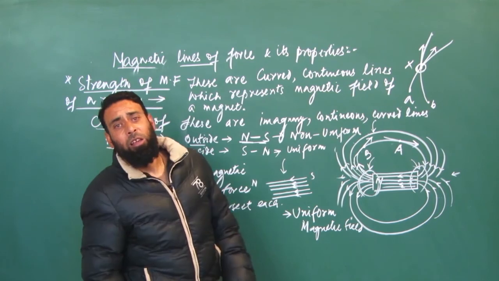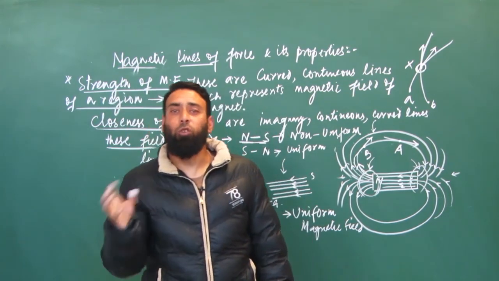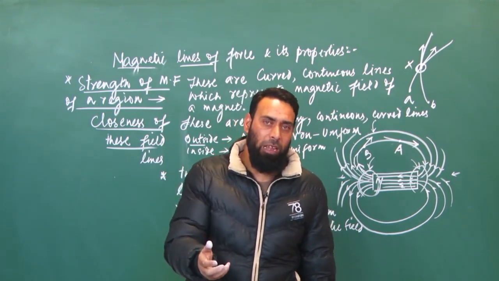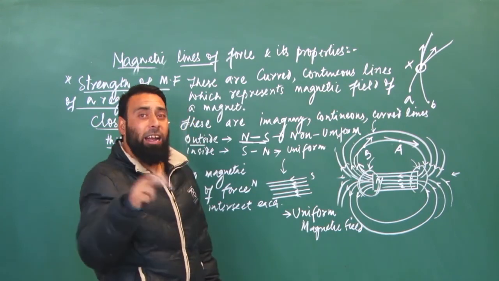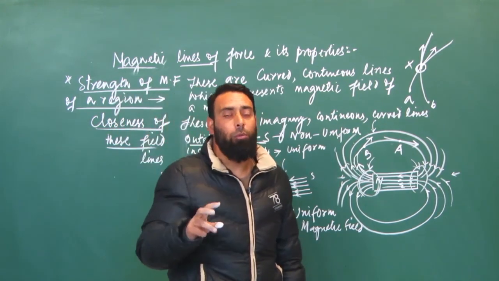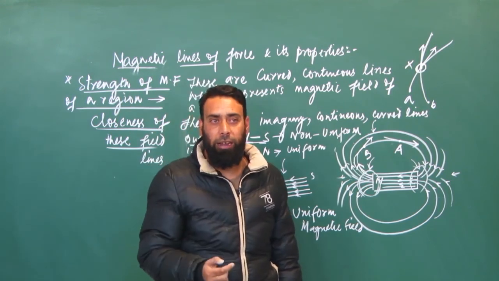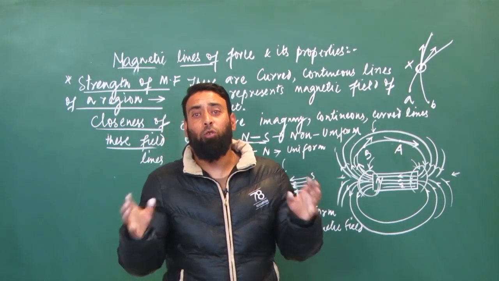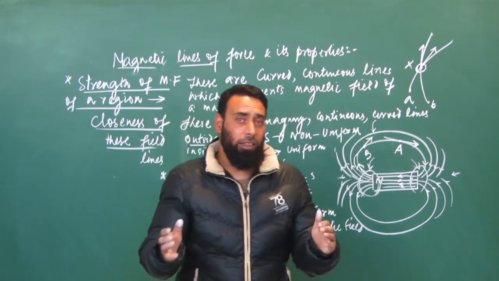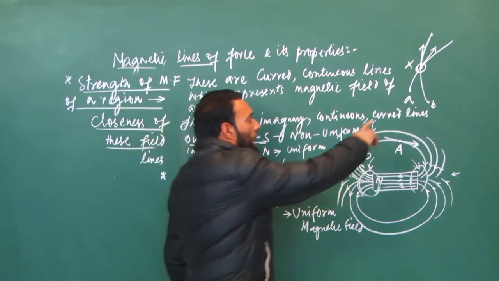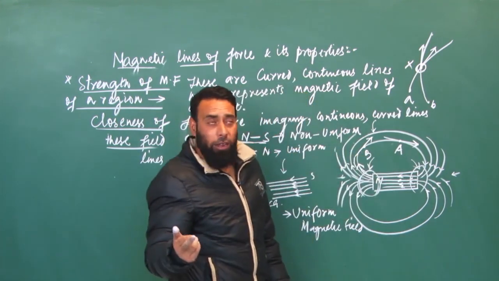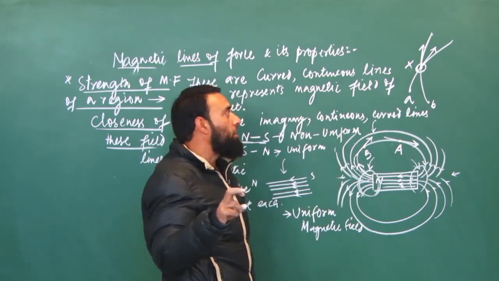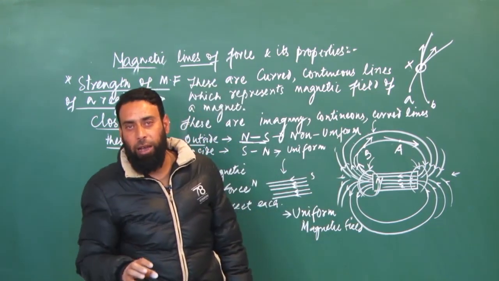Now, dear students, if the question arises, why two magnetic lines of force never intersect each other, then the answer will be that if two magnetic lines of force intersect at any point, then at the point of intersection there are two possible tangents. That means there are two possible directions at that point, which is quite impossible in the magnetic field.